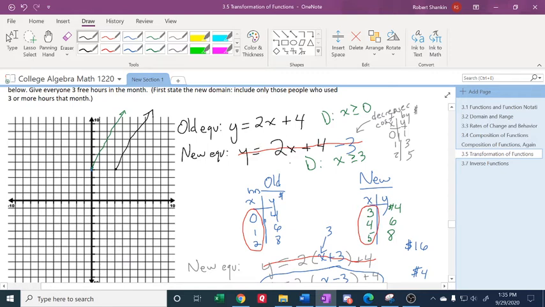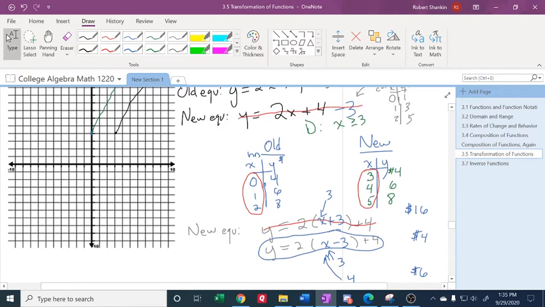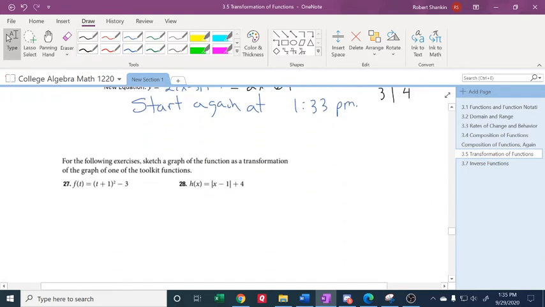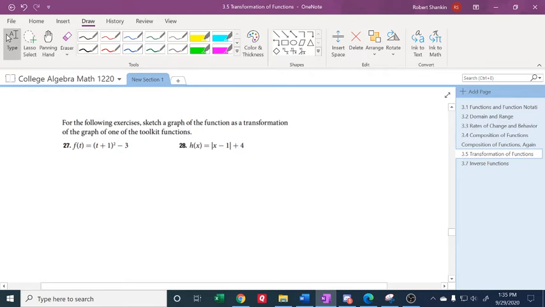The only transformation that really happens is we moved to the right 3. Every single point got shifted to the right 3 units. Alright. And we had a question about this one, 27.